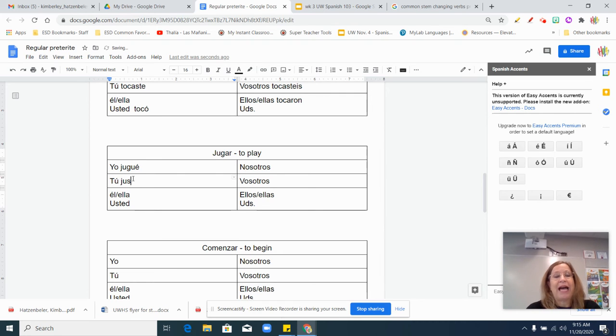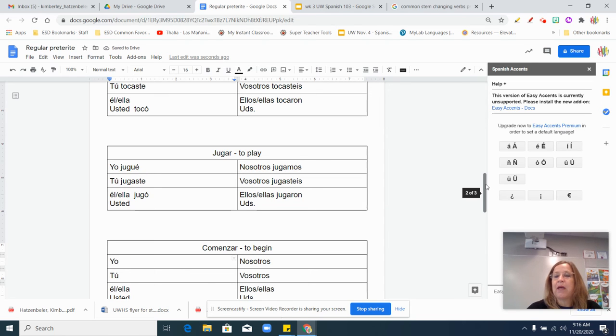So this becomes jugaste, and this is jugó. Make sure you put an accent on that O, otherwise it sounds like juice, jugo. It's jugó, jugamos, jugasteis, and jugaron. Normal after the yo form.